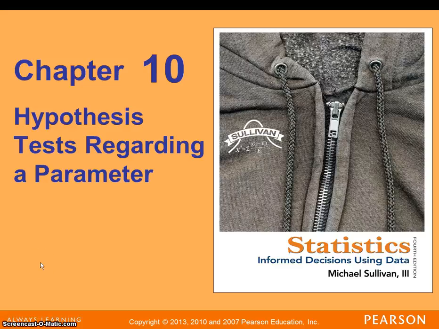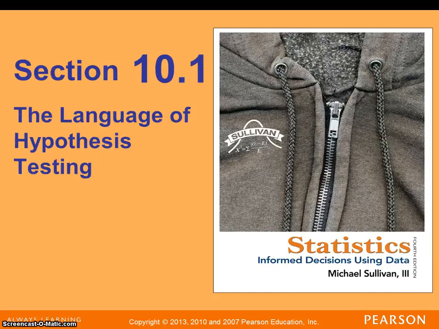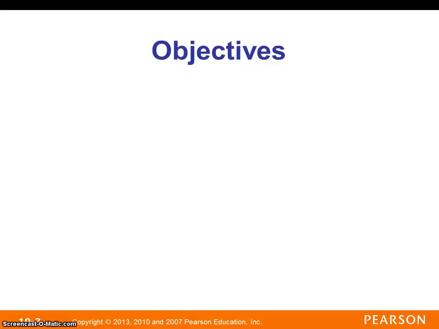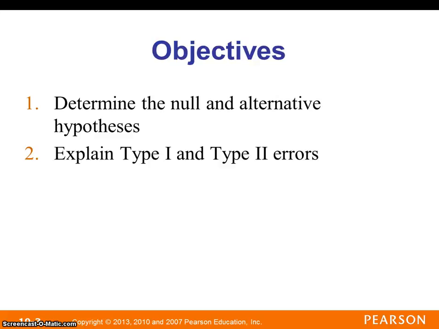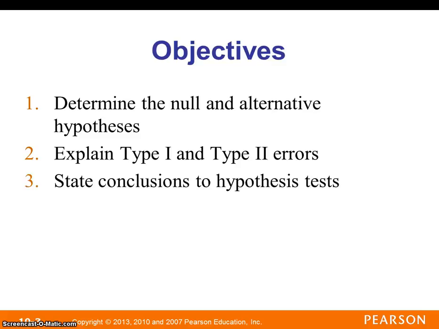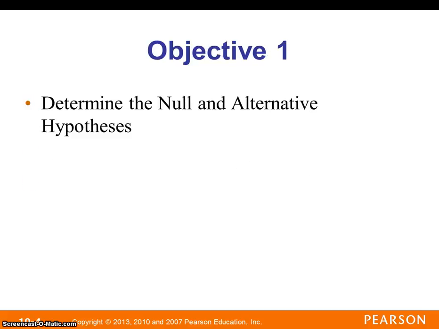Hi everybody. I just wanted to talk about Chapter 10 and hypothesis testing regarding a parameter. So Section 10.1 is about the language of hypothesis testing, and so objectives in this case will be: determine the null and alternative hypothesis, explain type 1 and type 2 errors, state conclusions to hypothesis tests. So let's look at each one of these objectives.